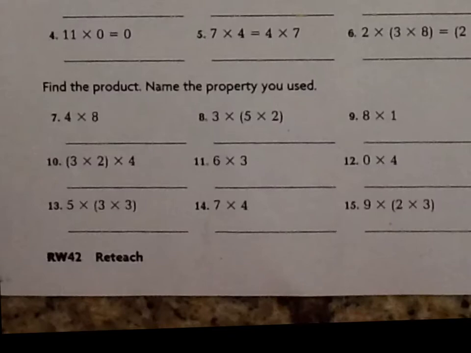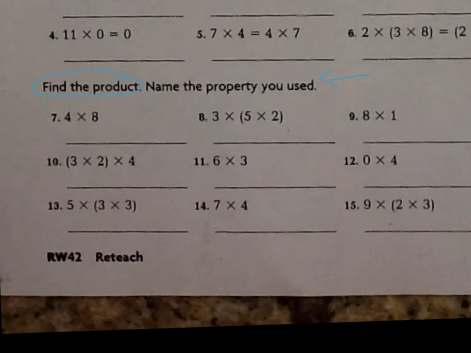Now, let's go on and try some other problems. Okay, you're going to work numbers 1 through 6 on your own. It's just naming the property that you could possibly use to answer the questions. But in the bottom part, numbers 7 through 15, you have to find the product, which is the answer to a multiplication problem, and then name the property you use.